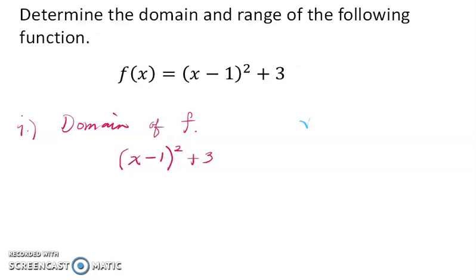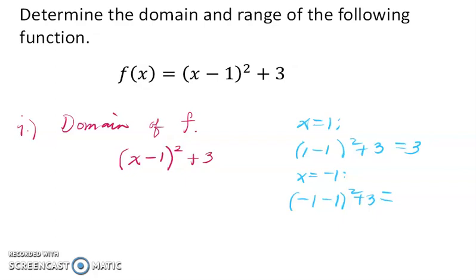x is equal to 1. This particular value will just become 1 minus 1 squared plus 3, or is equal to, this is 0 squared plus 3 is 3 plus 0 is 3. And we can also put negative values of x. Let us say negative 1. So if x is negative 1, you have negative 1 minus 1. You can always square that and add 3.